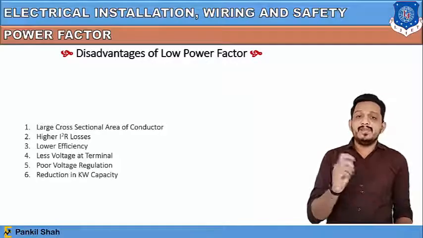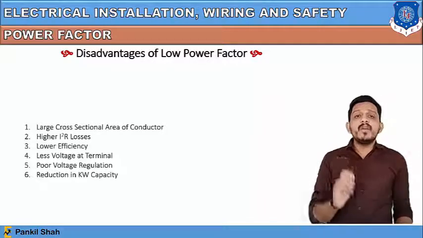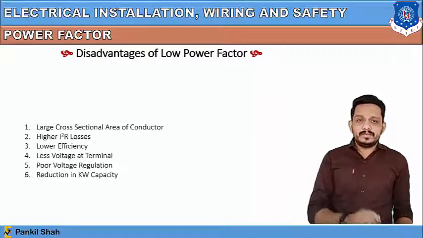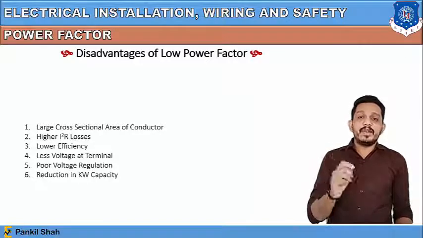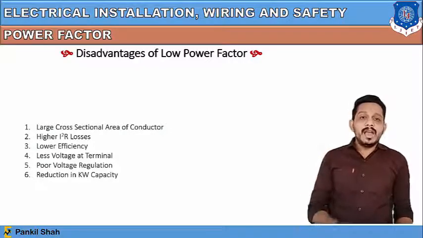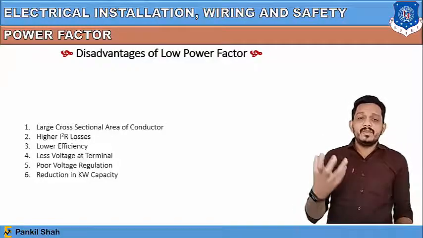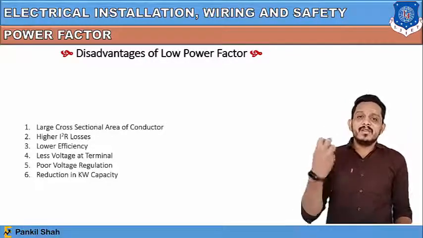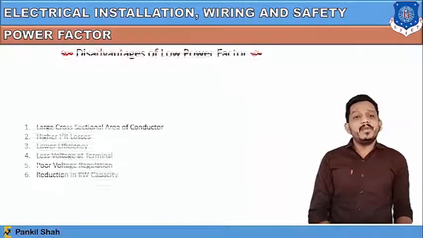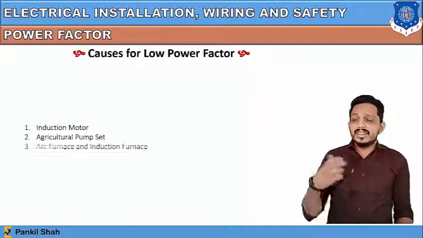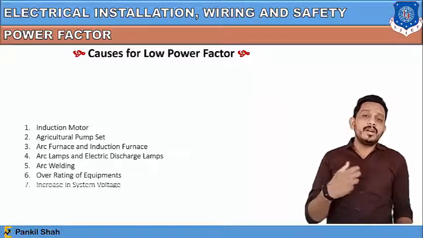Regulation of voltage will be very low. Poor voltage regulation. The regulation of voltage value will be very poor, and there will be less voltage at the terminals. At the output terminals, we will get very little voltage. Reduction in kW capacity. So this was the disadvantage of having a low power factor.